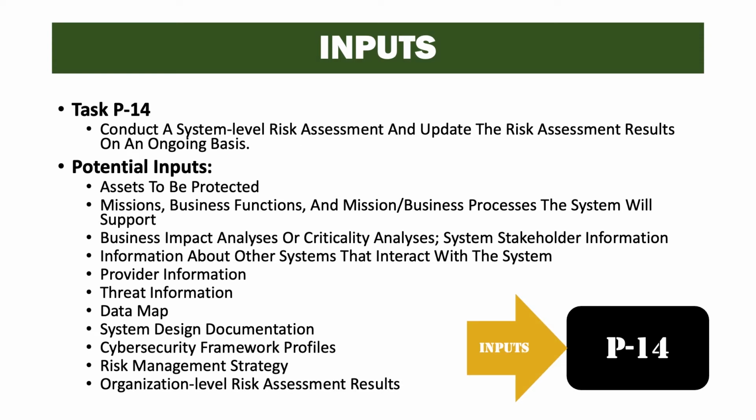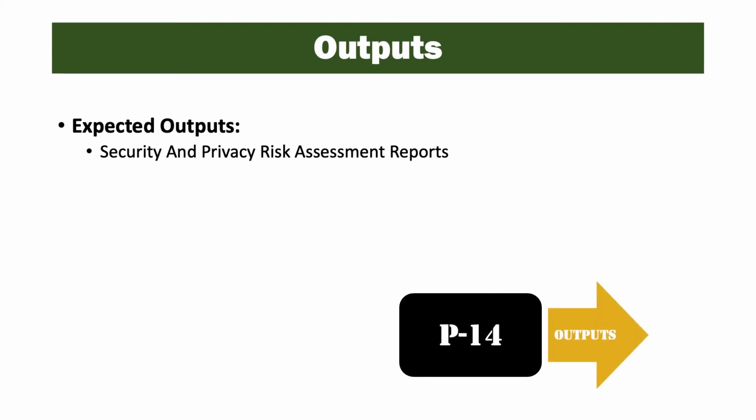Potential inputs to this task are assets to be protected, mission, business functions, and mission business processes the system will support, mission, business analysis or critical analysis, system stakeholder information, information about other systems that will interact with the system, provider information, threat information, data map, system design documentation, cybersecurity framework profiles, risk management strategy, and the organization level risk assessment results from the risk assessment that was conducted earlier in the prepare step. These inputs can all drive this task being completed successfully. Expected outputs from this task are the security and privacy risk assessment report. A lot of information to cover in this topic, so let's jump into it.